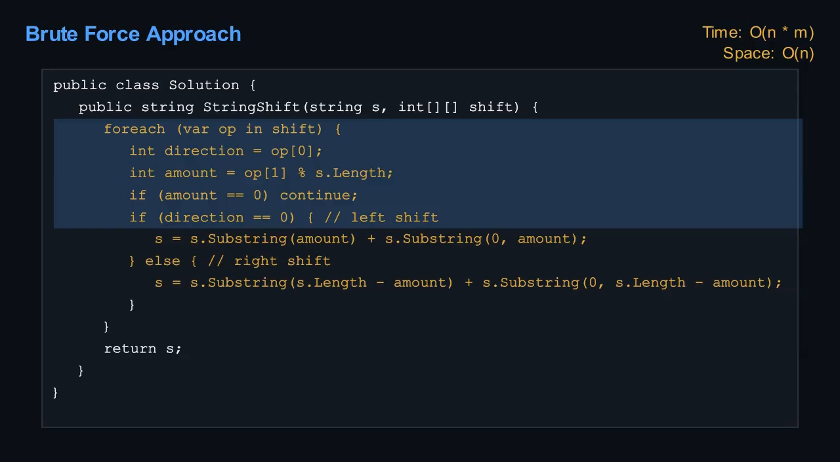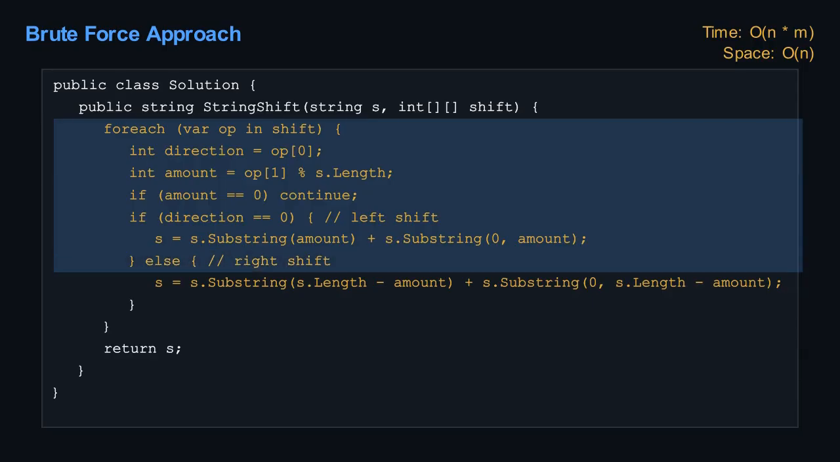Each string manipulation can take time proportional to the string's length, and if there are many shifts, the repeated string copying and building leads to a time complexity of O(n * m), where n is string length and m is the number of shifts. Space complexity is O(n) due to new string creation in each step.